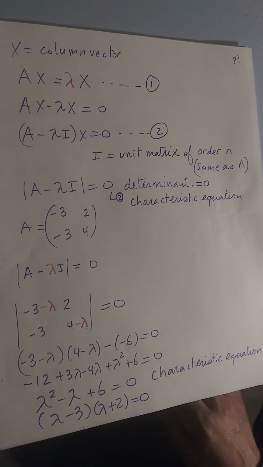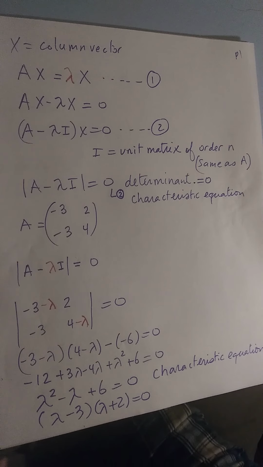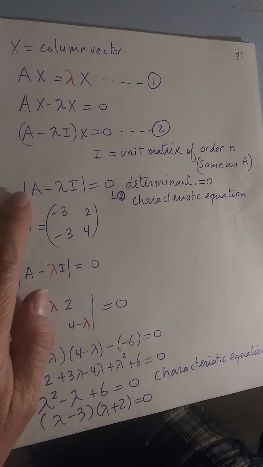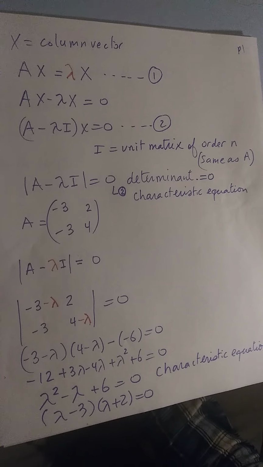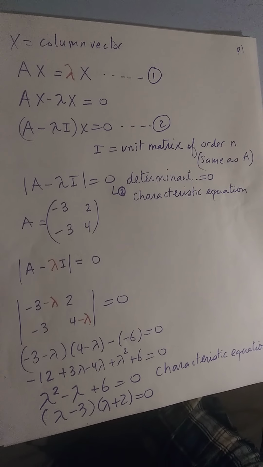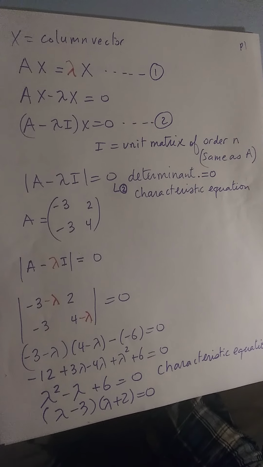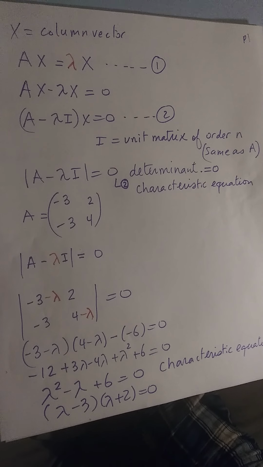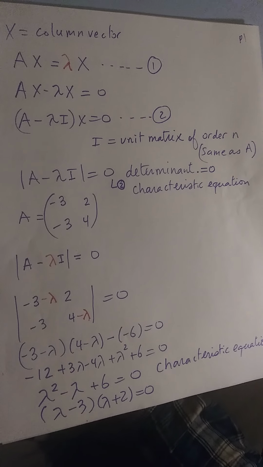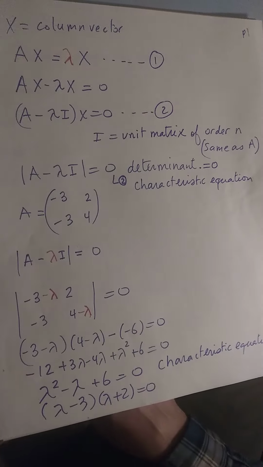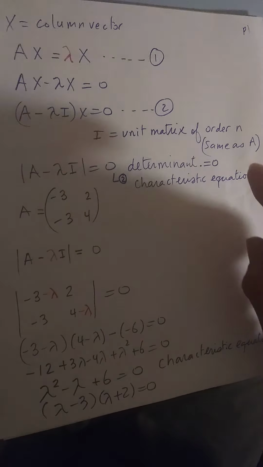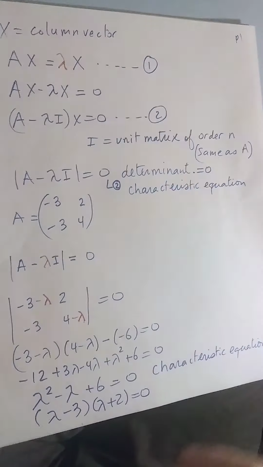And this is an algebraic equation: the determinant of A minus lambda I equals 0. Lambda is called an eigenvalue of this matrix. So an eigenvalue is a special number which is the solution of this equation. This equation here is called the characteristic equation of matrix A.